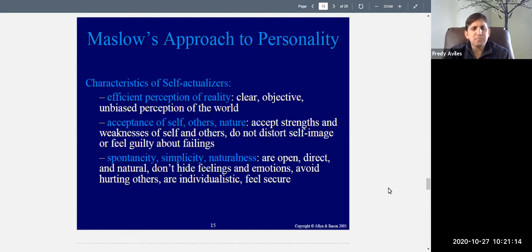They can lead simple lives, right? They don't necessarily need a big house or a big car or a bunch of wealth or whatever it is, or a bunch of friends, right? They lead simple, natural lives. They're genuine, they're real. They're not fake.